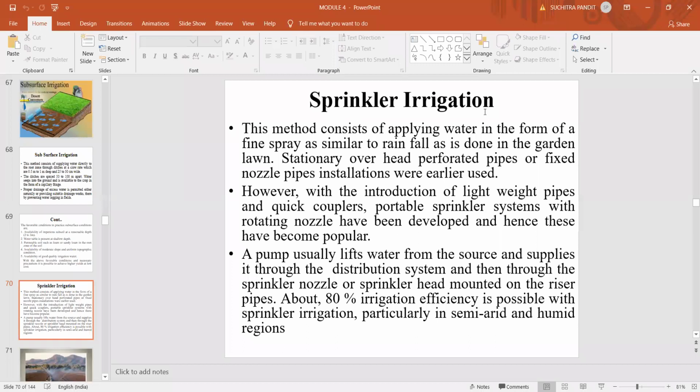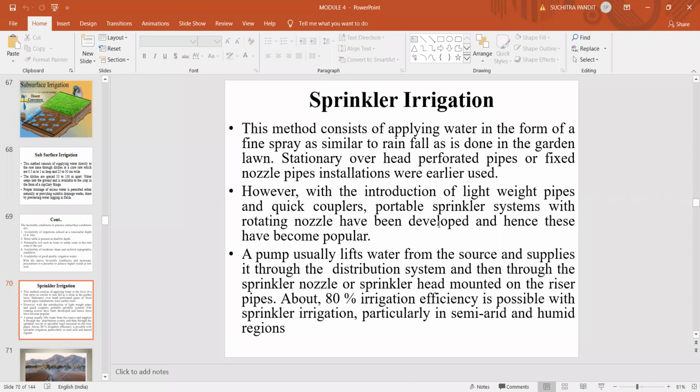Now you know about the sprinkler irrigation method. This method consists of applying water in the form of a fine spray or artificial rain, similar to rainfall, as is done in a garden lawn. Stationary overhead perforated pipes or fixed nozzle pipe installations are used. This method you already know about. In our college also we have this sprinkler irrigation system, where water is supplied to the lawn through the sprinkler method of irrigation.